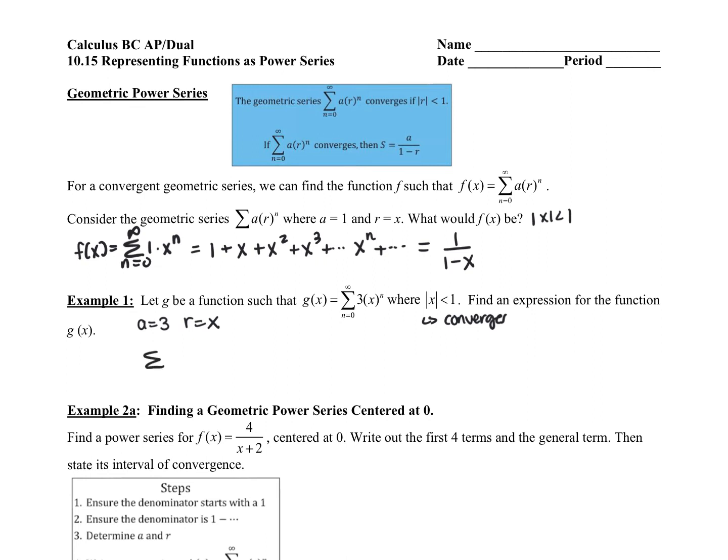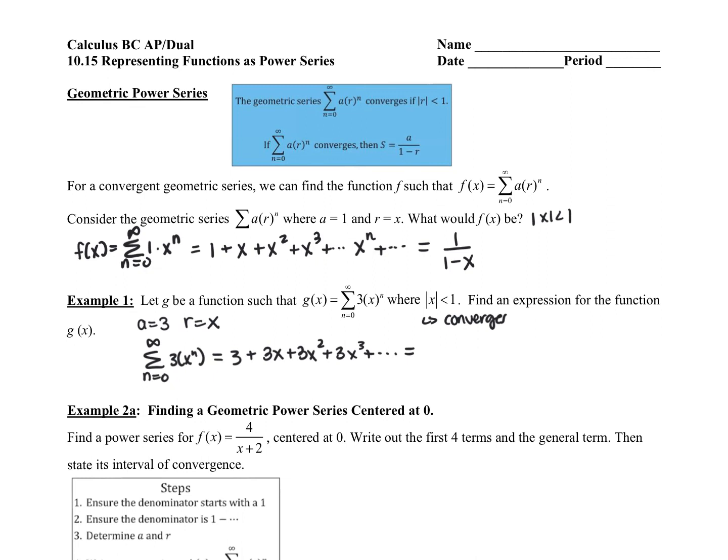Let's look at just what the first couple terms are going to be, just for kicks. What's the first term going to be when n is 0? 3, because we said a was 3. Then what's the next term when you plug in 1? 3x. Plug in 2, 3x squared. Plug in 3, 3x cubed. So the only difference between this one and the last one is the a. A here was 1, now a is 3. But this one has a sum because the absolute value of x is less than 1.